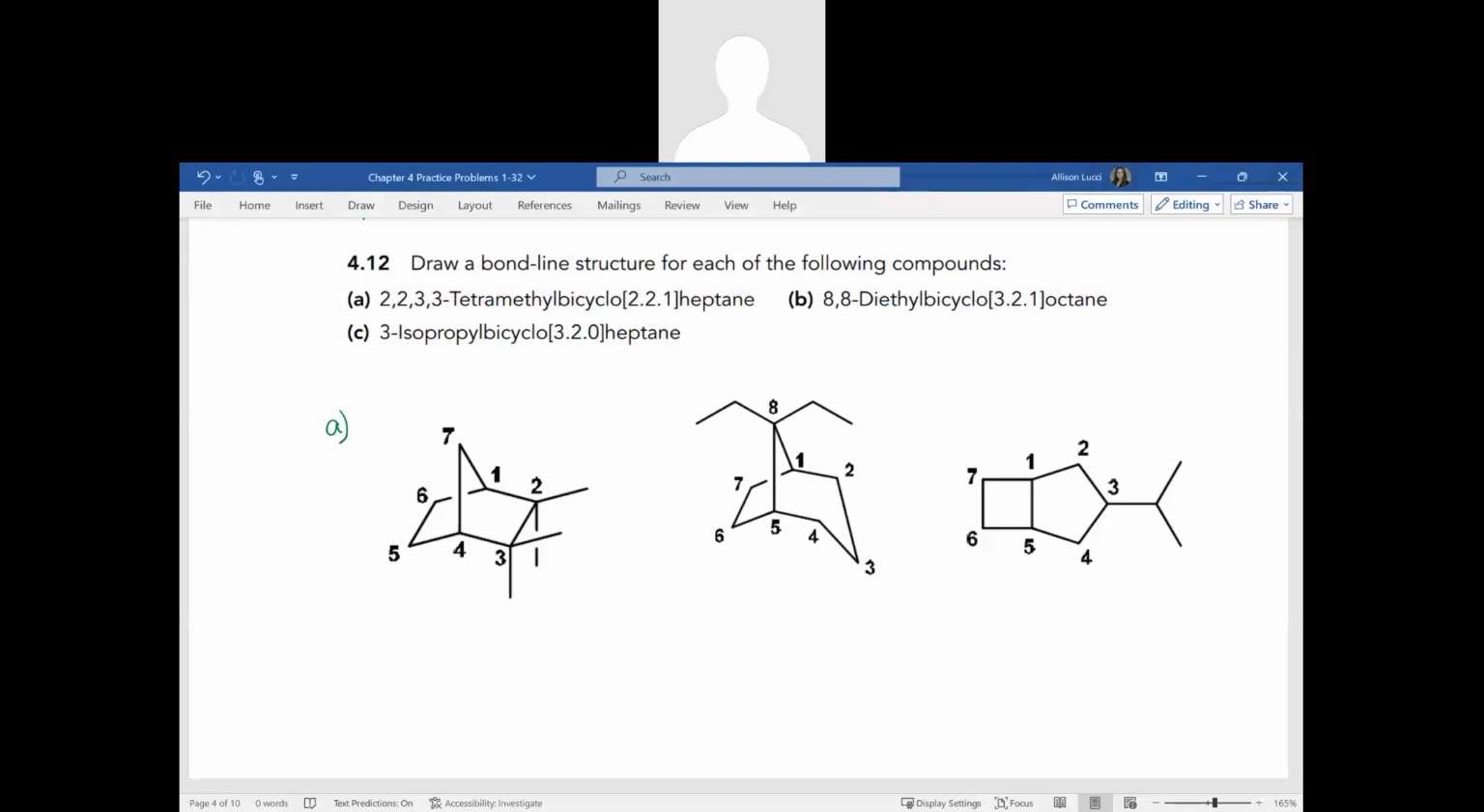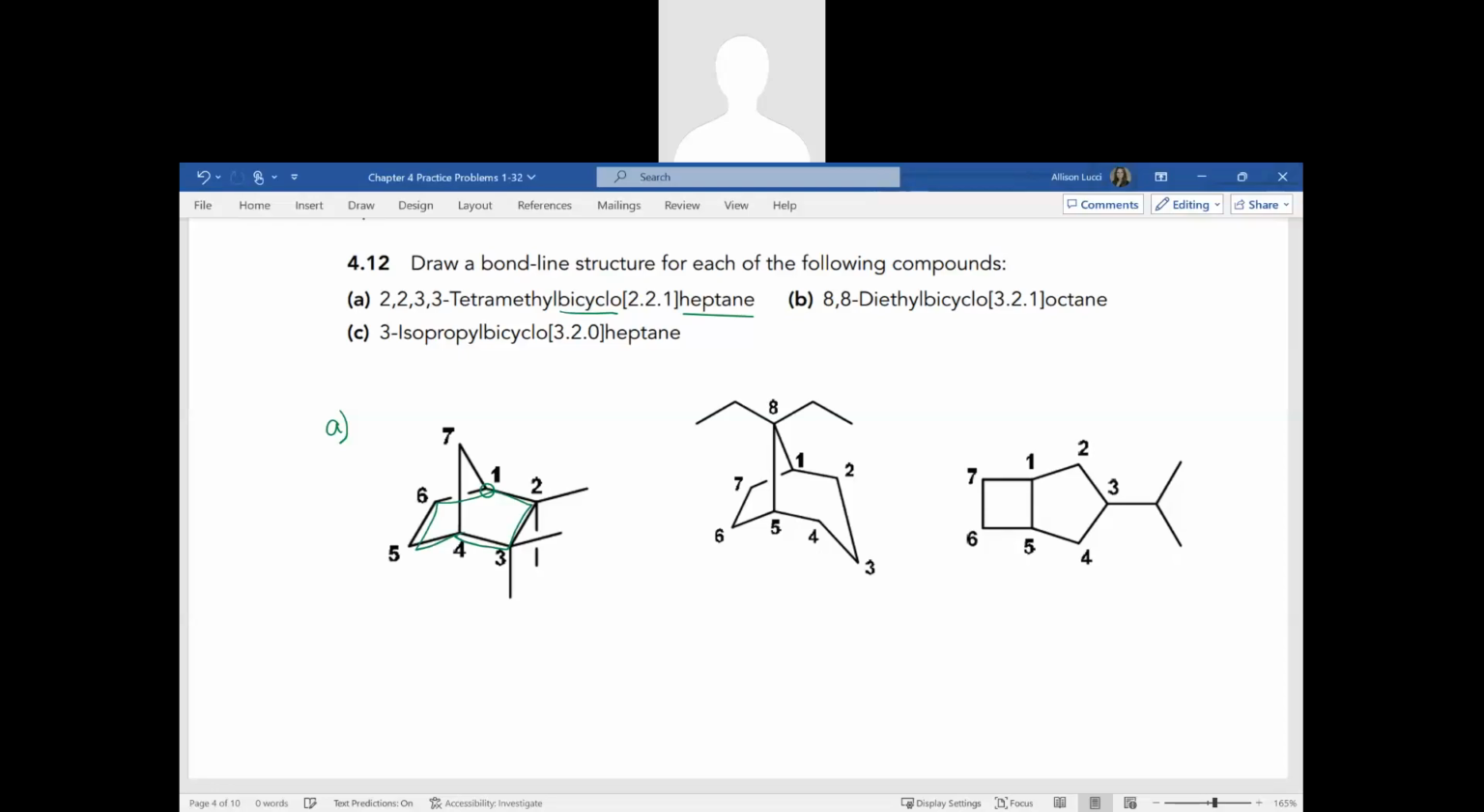And we see that our parent is named as a bicycloheptane. So that means that our two fused rings together have 7 carbons. So we can see that we start numbering at this bridgehead here. We go around our largest ring. That one has 6 carbons. So we would draw it like so, right? We would draw this 6-membered ring showing its 3-dimensionality.